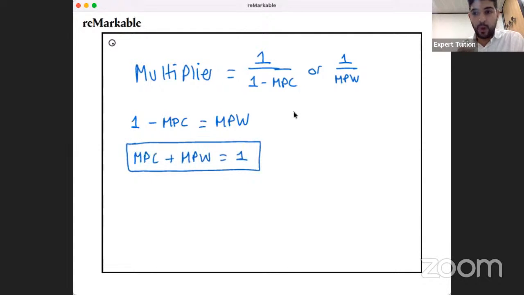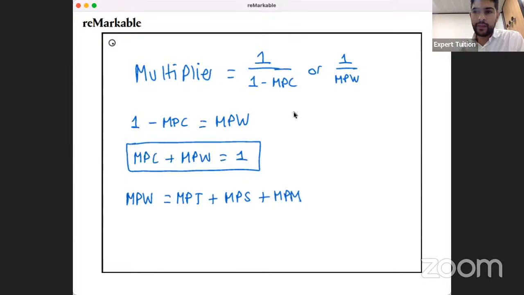But before I explain why that makes sense, let's zoom in on MPW, the marginal propensity to withdraw. The marginal propensity to withdraw is made up of 3 segments: the 3 withdrawals, the 3 leakages from the circular flow of income. To remind you, the first leakage was the marginal propensity to tax, MPT, plus the marginal propensity to save, so people might not spend all their money. And lastly, the marginal propensity to import, which we depict by the letter M.